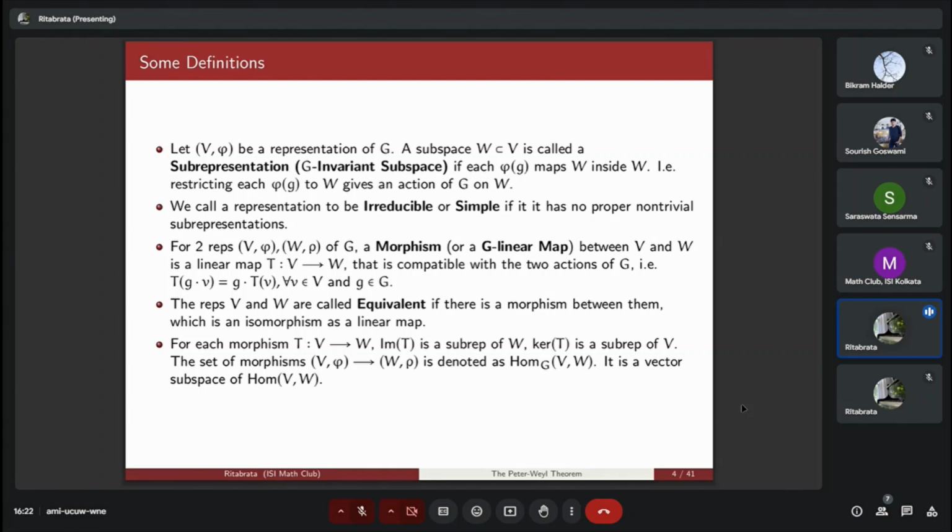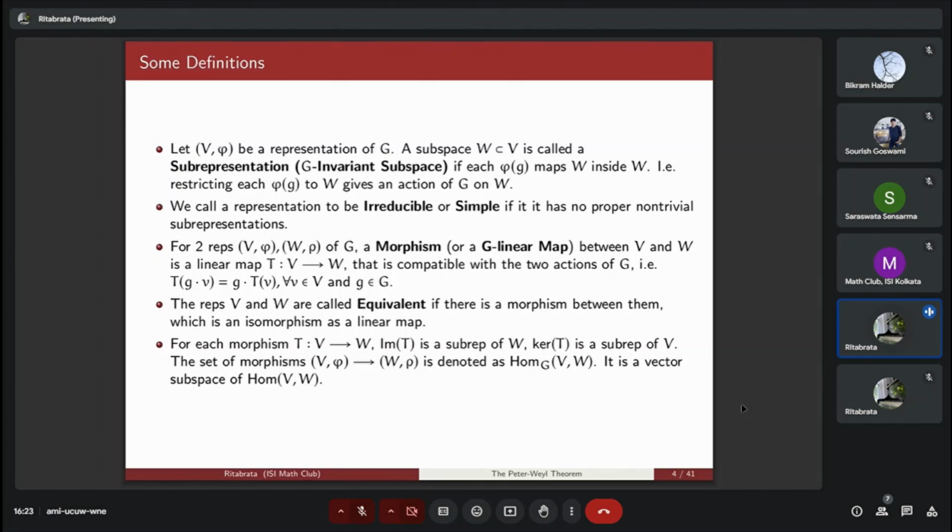For two representations V and W, like two different actions, the first action given by phi and the second action given by rho, we can define a morphism or a G-linear map between V and W to be a linear map that respects the actions of the group on both domain and codomain. That is, T of g dot v equals g dot T of v for every group element and for every vector. You can think that the group element is acting like a scalar or something. It's not the case, but yeah.